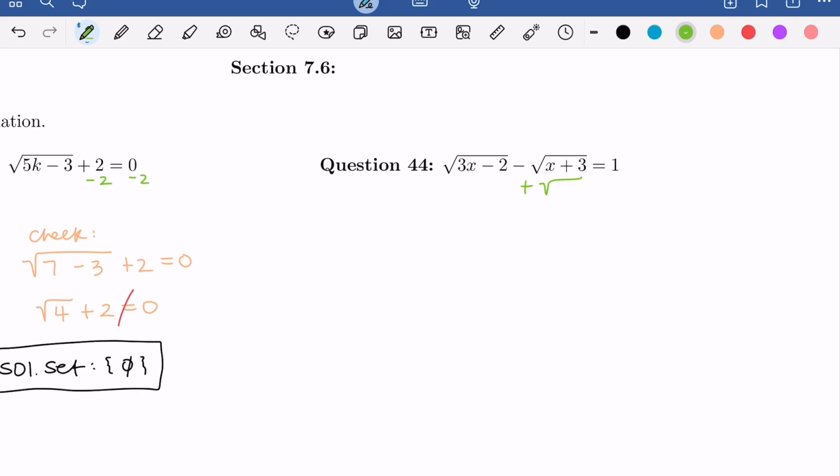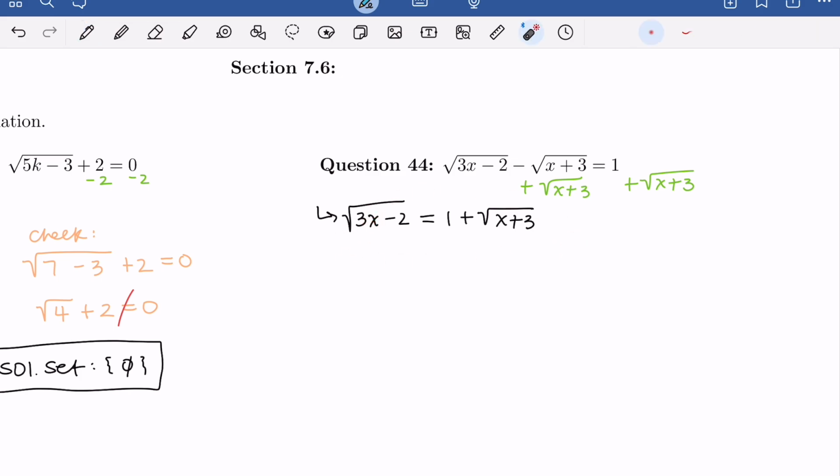So the first thing we're going to do is move this second radical to the other side of our equation. We're going to be left with the square root of 3x minus 2 equal to 1 plus the square root of x plus 3. Now, from here, we're going to square both sides so that we can get rid of this radical. So we're going to square this, but we're also going to square the entire right-hand side of our equation. Whatever we do to one side, we have to do to the other, and we can't just square one term. We have to square this as well. So what we're going to end up with on the left-hand side is just 3x minus 2.